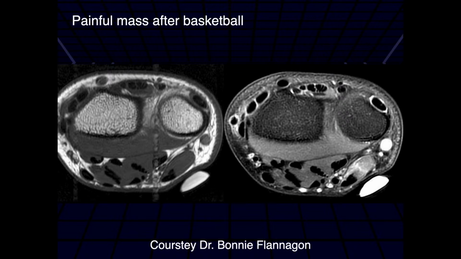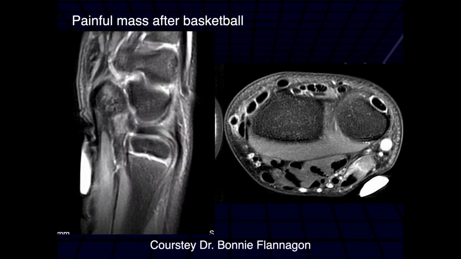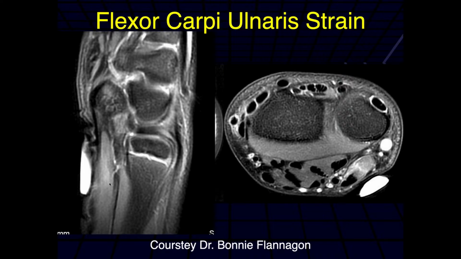So the patient has a painful mass after basketball. We see the skin marker overlying the flexor carpi ulnaris, and on the fluid sensitive sequences there's increased signal within the muscle. It seems like the muscle is extending a little bit more than I normally see it, but maybe a little bit. But there is definitely some tendinosis of the tendon and some strain of the muscle.